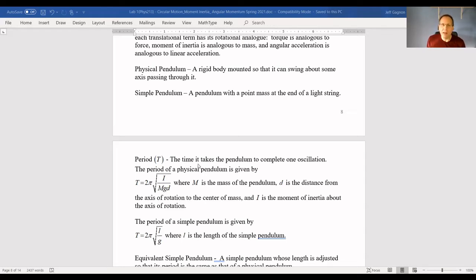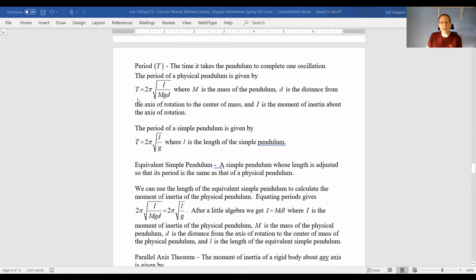It turns out that the period of a physical pendulum is given by this formula. Remember, T represents period. It's 2 times pi times the square root of the moment of inertia of that physical pendulum about the point of rotation, divided by the mass of the physical pendulum times g times d, where d is the distance from the axis of rotation to the center of mass. And this one we already know from our first semester: the period of a simple pendulum is simply equal to 2 pi times the square root of the length of the simple pendulum divided by g, right? It only depends on the length of the simple pendulum.